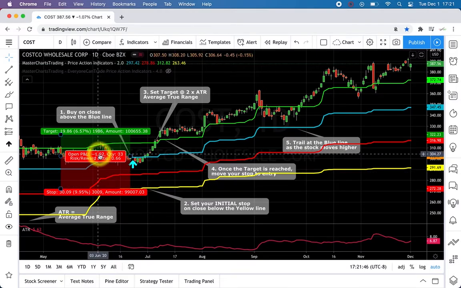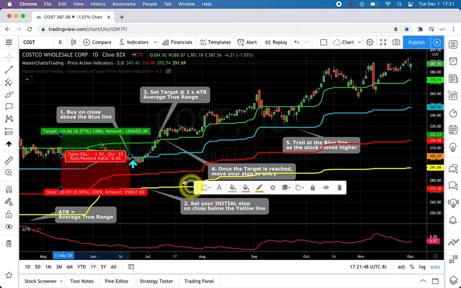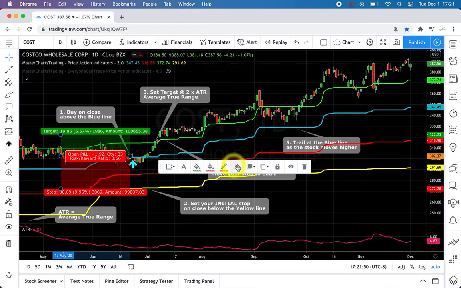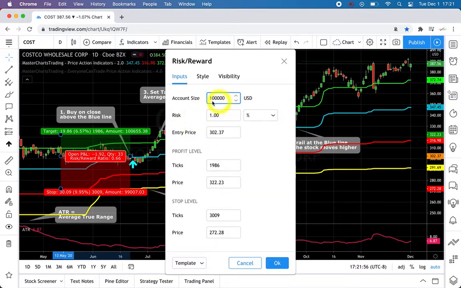Additionally, if I click on it, this interface will pop up. You can see on this interface there is a settings button. We're going to click on that, and you're going to adjust the account size to your account size. Let's say your account size is $100,000. You're going to put in $100,000. I usually send out alerts based on a sample account size of $100,000.